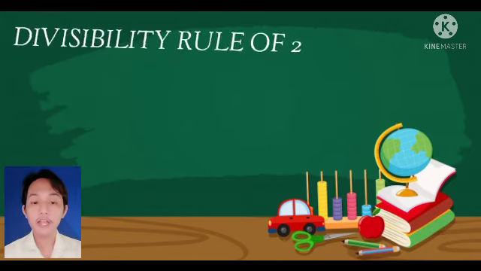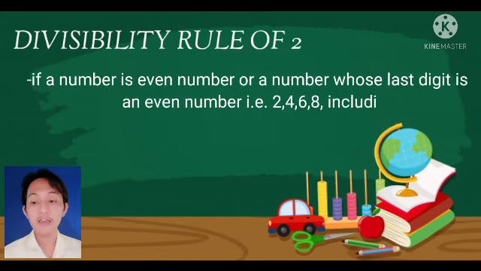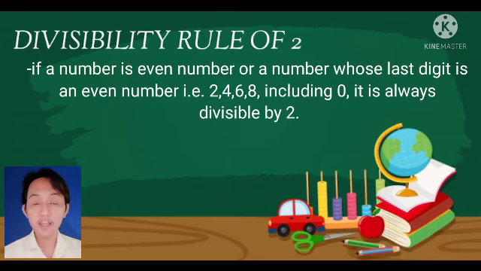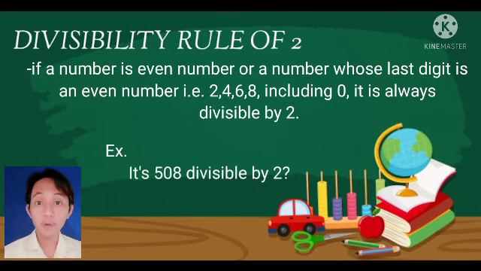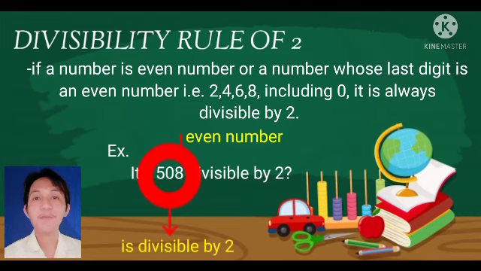The divisibility rule of 2 says that if a number is even, or a number whose last digit is an even number like 2, 4, 6, 8 including 0, it's always divisible by 2. For example, is 508 divisible by 2? To check, we need to take a look at the last digit, which is 8, and 8 is an even number. Therefore, the original number 508 is divisible by 2. And that's the divisibility rule of 2.